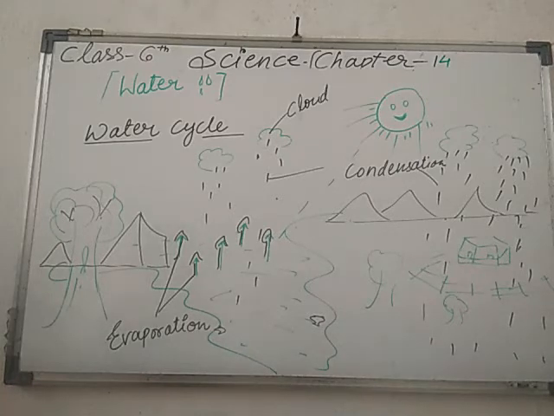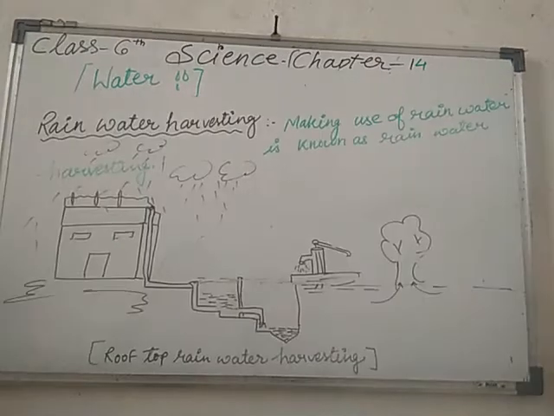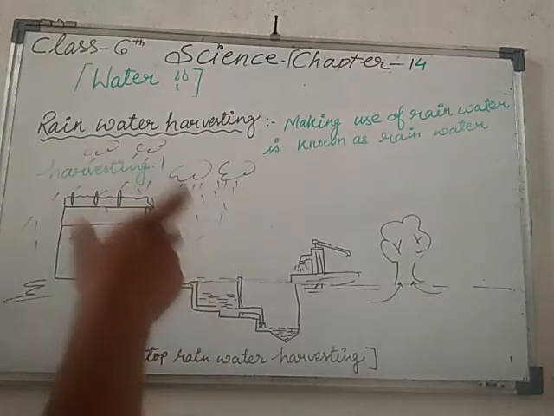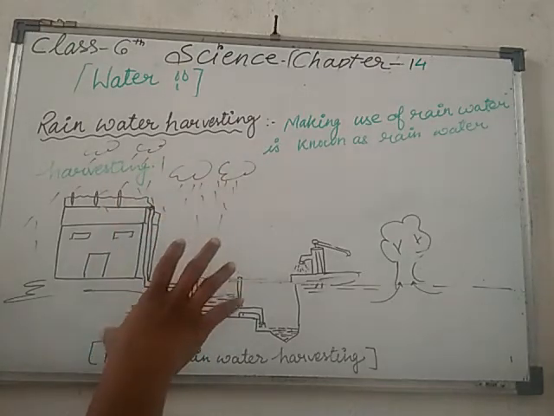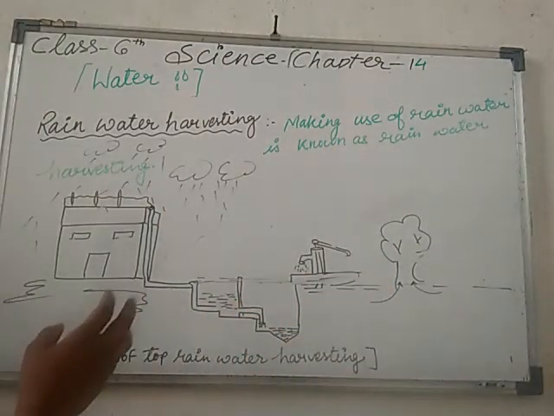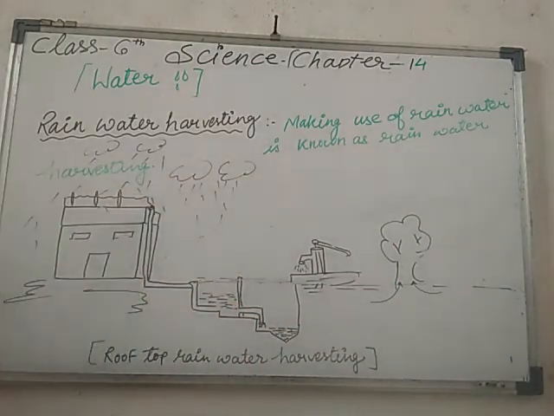Okay, dear students, you have to remember the conditions where each term applies. Now we will discuss rainwater harvesting, by which we can conserve water. Okay, dear students. Rainwater harvesting is actually a process of collecting rainwater. What does it mean? Making use of rainwater is known as rainwater harvesting.